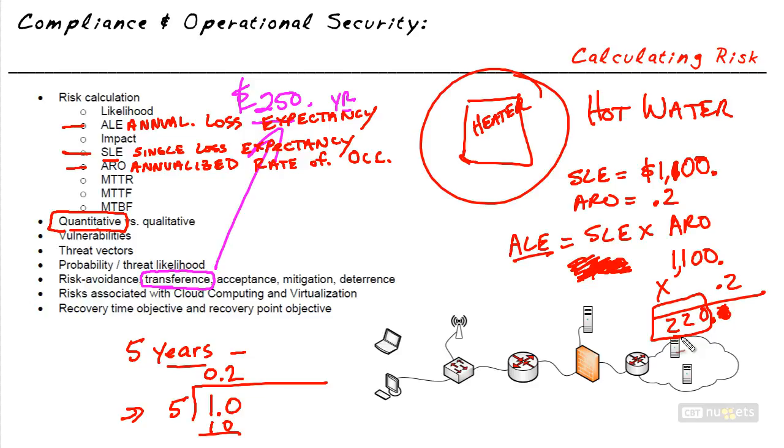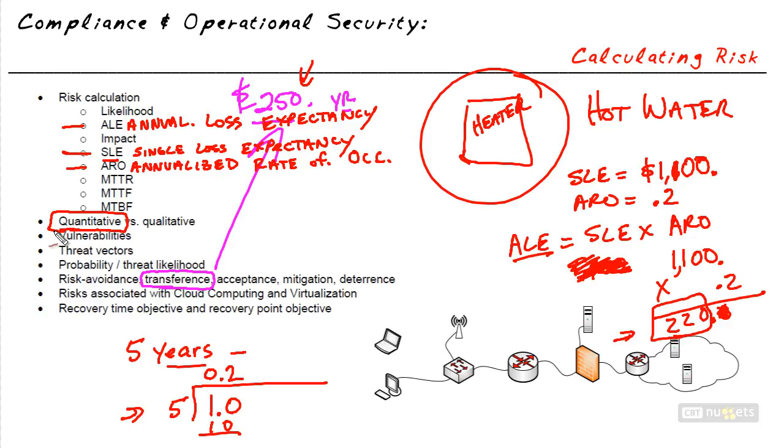So should we purchase the insurance that says, hey, for $250 we'll cover your risk of the expense of that failing? And the answer is we probably should just accept the risk, because it's really only costing us $220 a year on average. So it doesn't make sense for us to spend more money, the $250 on insurance, to transfer that risk to the insurance company when we can just accept the risk for $220 a year, and we'd be saving $30 a year.